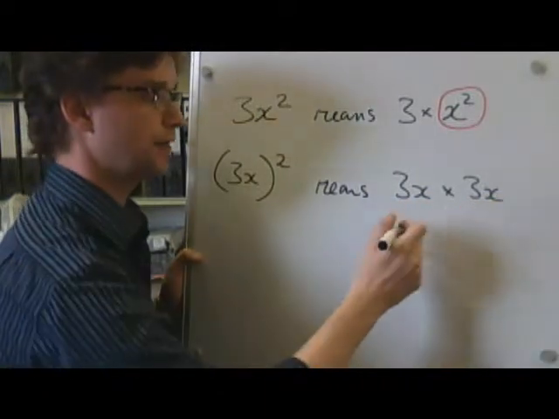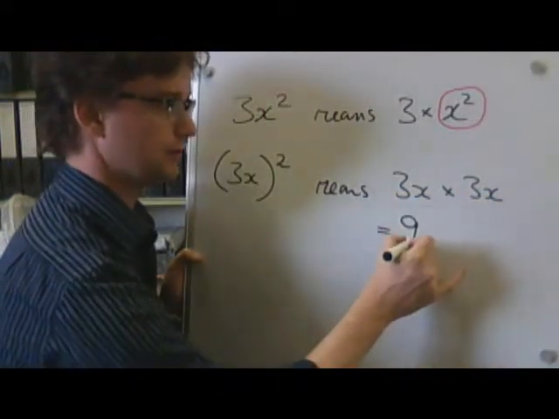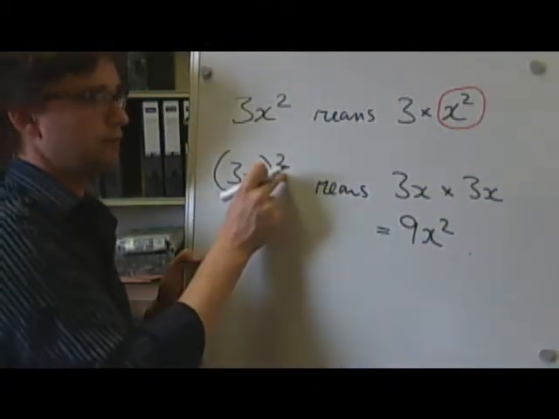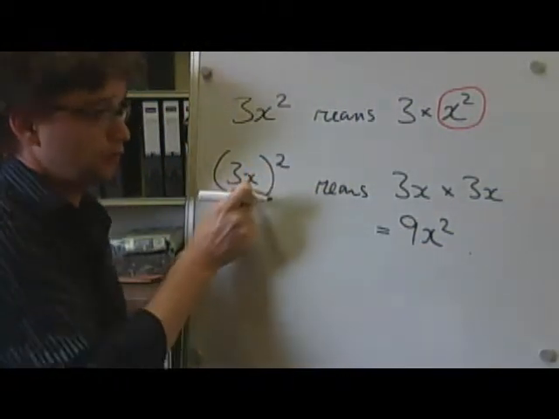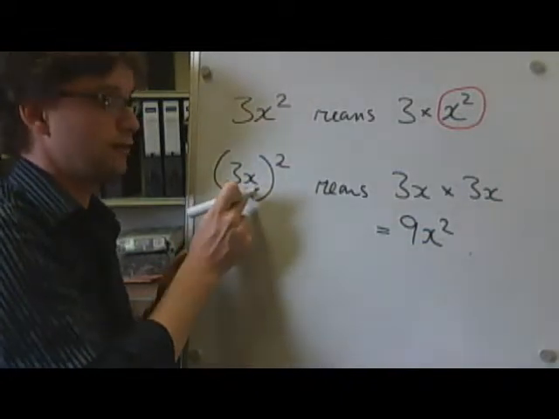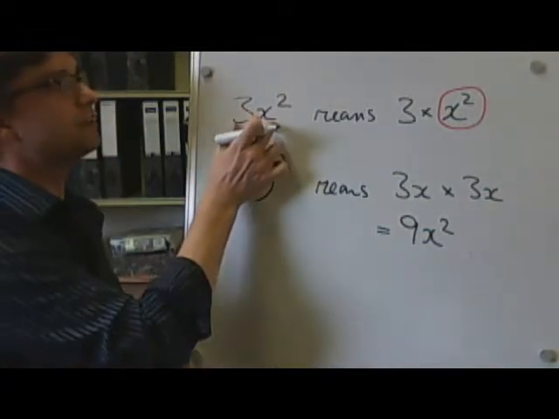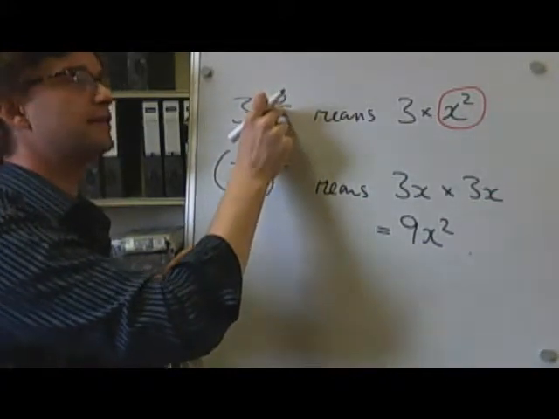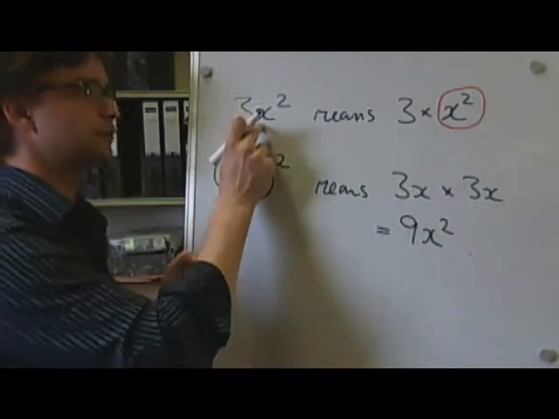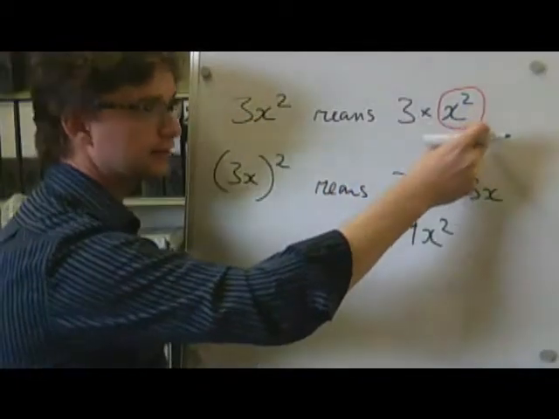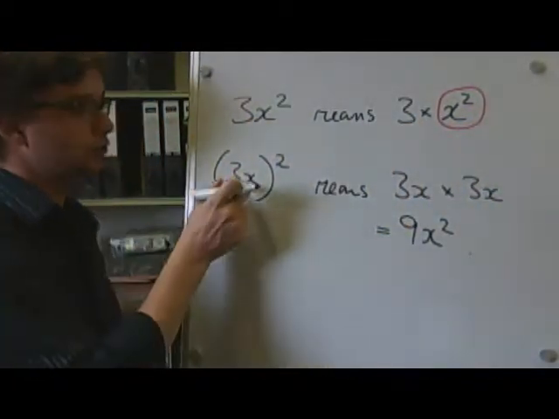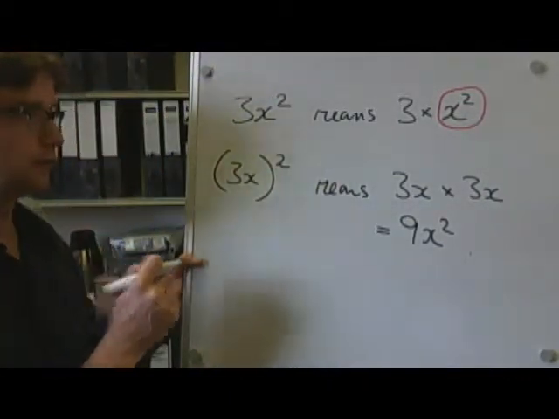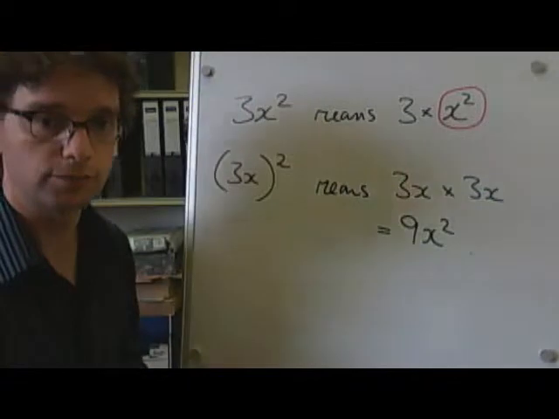3x times 3x is 3 times 3, which is 9, x squared. So when there's a bracket around it with the squared outside the bracket, you have to square everything in the bracket. You have to square the 3 and the x. When it's just like this, you're only squaring the thing that the power is immediately next to. So this is 3x squared. It's 3 lots of x squared. It's not (3x) squared. Okay? So these two things are different. Be careful.